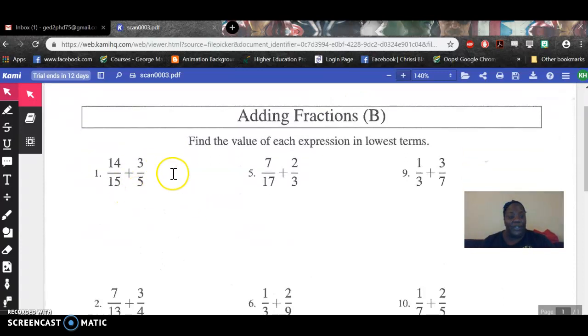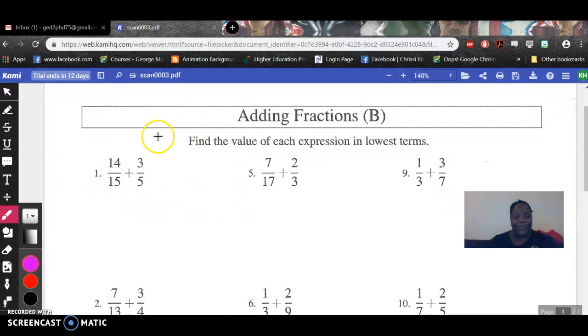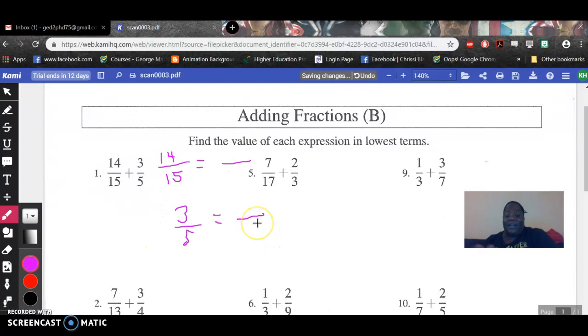Okay, so here's our first problem right here. I have 14 over 15 plus 3 over 5. And remember, what I like to do is set them up vertically first instead of horizontally. And remember, there's more than one method of doing this, but this is a method that works well for me. And so this is the way I tend to teach it in class. So I'm going to first rewrite the problem vertically like this, right? And remember, my job is to find a common denominator. In other words, I'm going to convert these fractions so that they have the same bottom number.